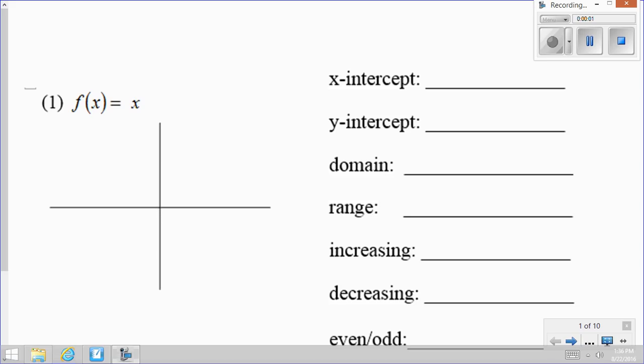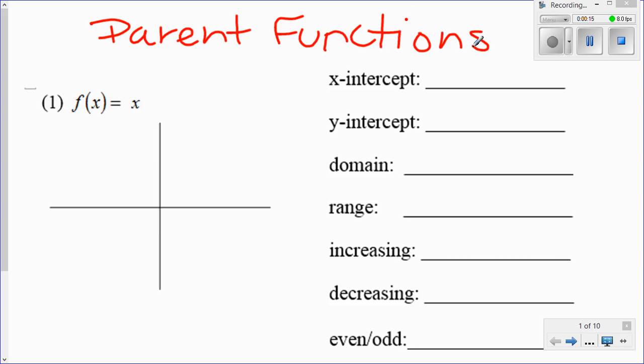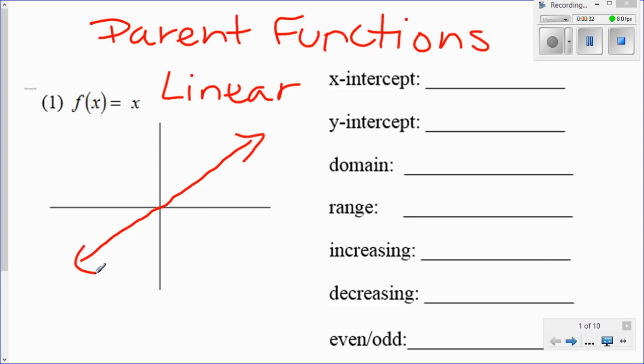Hey everyone. Tonight's video is about what we call the parent functions. And these are the most basic graphs of different types of functions. Okay, so the first function you find on your sheet is f of x equals x. And this is a linear function. The graph is actually a line that goes through the origin and has a slope of 1.